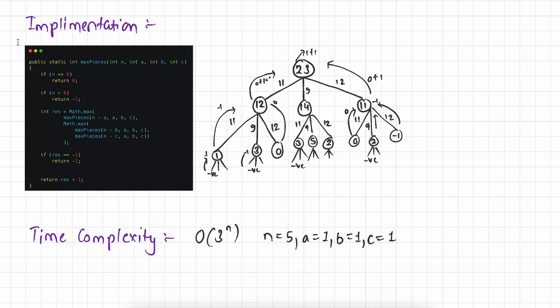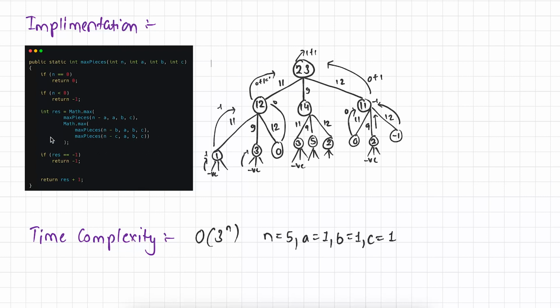Now here you can see that we have a function maximum pieces, and this function is taking n as the size of rope and the size of cuts a, b and c. And inside this function we have 2 base conditions where we are checking if n is equal to 0. If n is equal to 0, return 0. If n is less than 0, then return -1. And then we are making 3 recursive calls. First we are making a cut of size a, then size b, then size c. And whatever these 3 recursive calls return, we take a maximum of all the values.